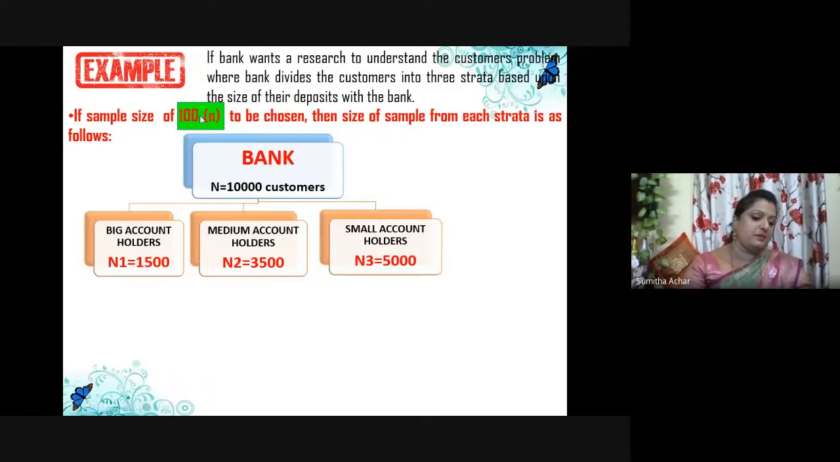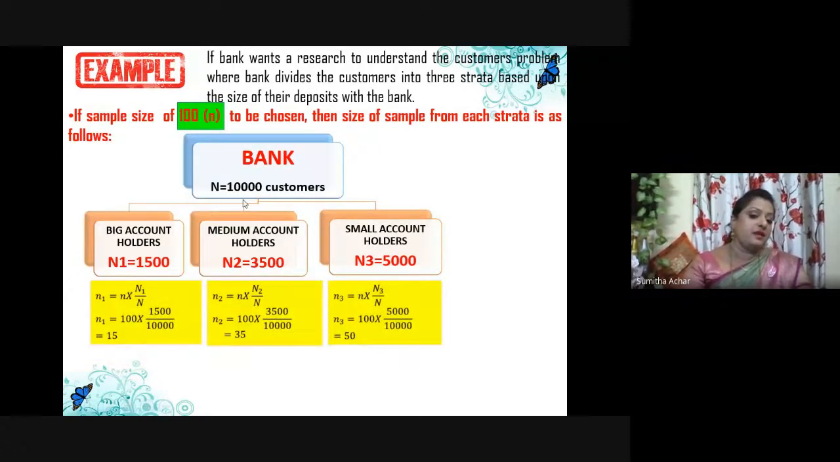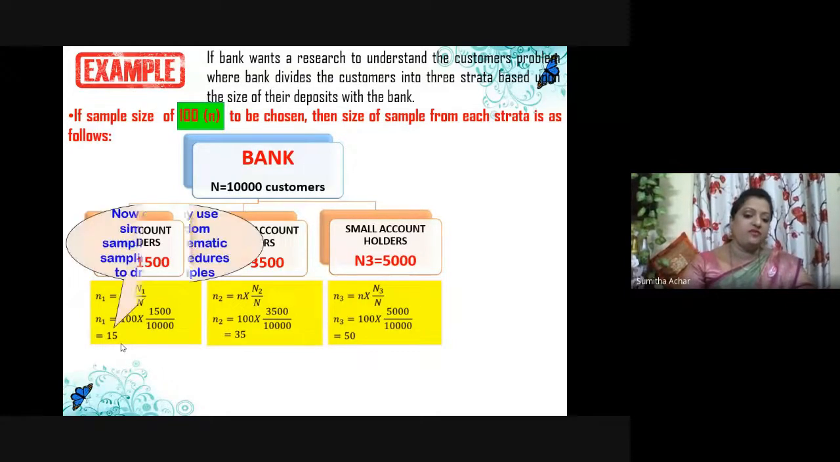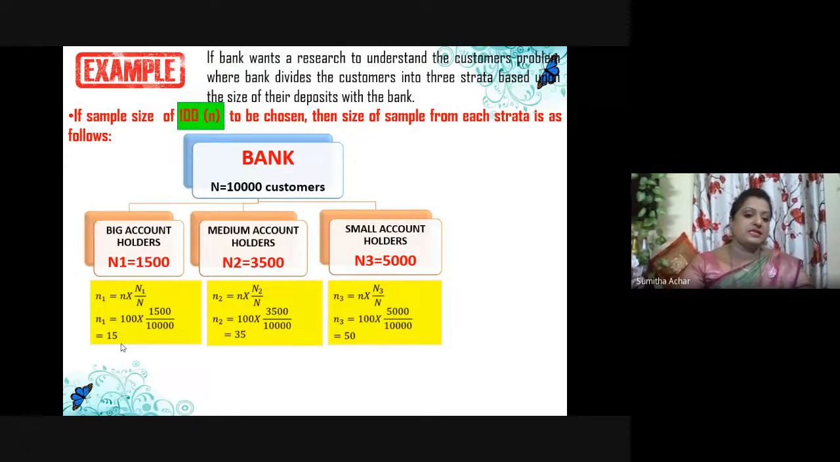If I have to choose 100 people, 1,500 divided by 10,000 multiplied by 100. So it is 15, right? So 1,500 divided by 10,000 multiplied by 100. I get the answer as 15, 35 and 50. So this is the sample size that I have to take. Understand? What am I doing? I'm taking samples in proportion to my strata size, right?